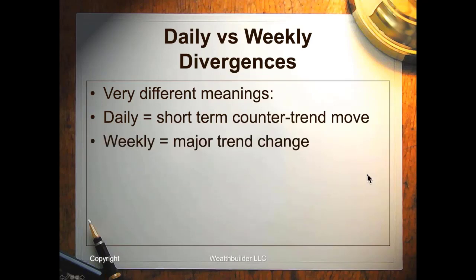But weekly stochastic divergence means a major trend change or a major counter trend move. In other words, something big is going to happen. Not something small, but something big. Eric says it appears that this strategy gives higher profit on longer time frames. No question about it. Well, nearly every technique gives bigger profits on longer time frames.